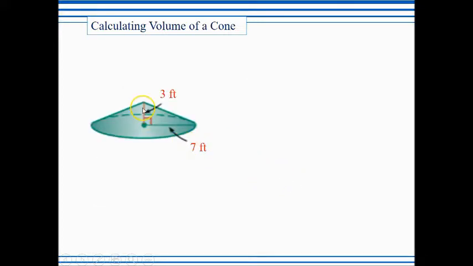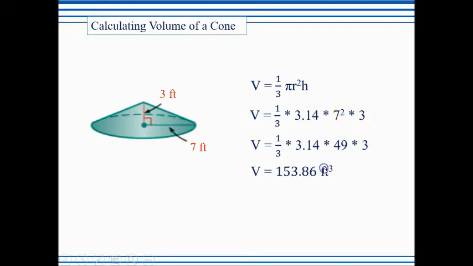Let's try another one. Here we have a 7-foot radius and a 3-foot height. So we write our formula for the volume of a cone. We substitute in 3.14 for pi. R squared would be 7 squared, and height is 3. So we have 153.86 cubic feet.